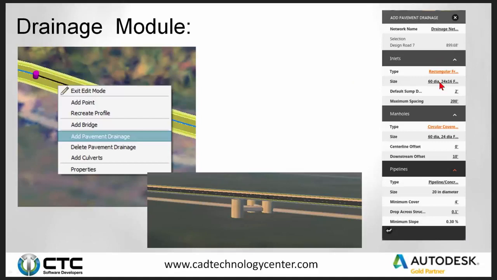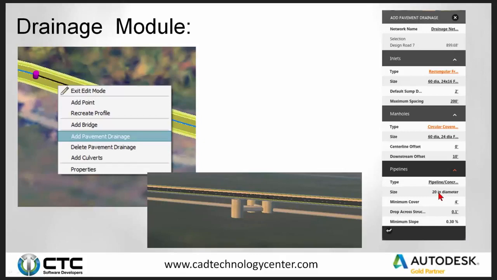And what it does is it says I will put in a 60-inch rectangular framed 24 by 16 catch basin with a sump of 2 foot, and I have a max spacing of 200 feet. Maybe I want 400 feet. Maybe I can only get away with 150 feet. And then my manholes are a circular covered 60-inch diameter. Centerline offset, it's going to go right on my centerline, but maybe I want to offset that 5 feet from my centerline of my road, positive or negative. And then downstream offset 10 feet. That's from your catch basins. That's why here this one is 10 foot upstream or downstream from these.